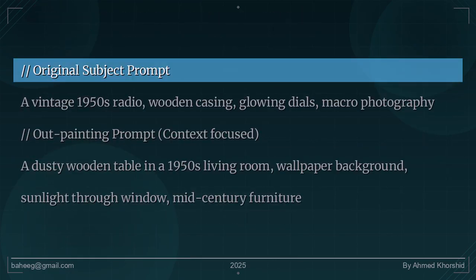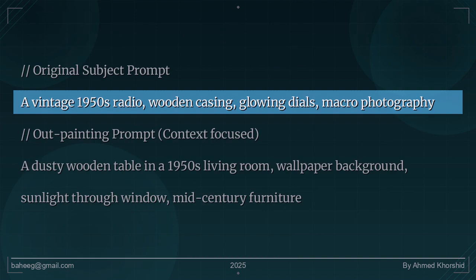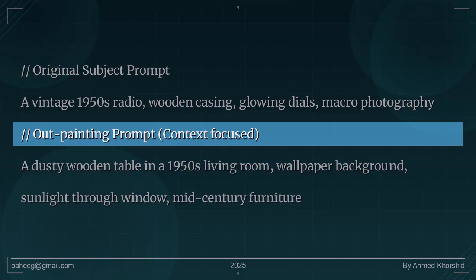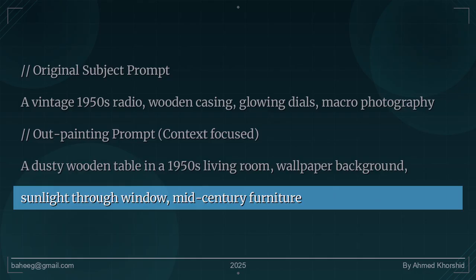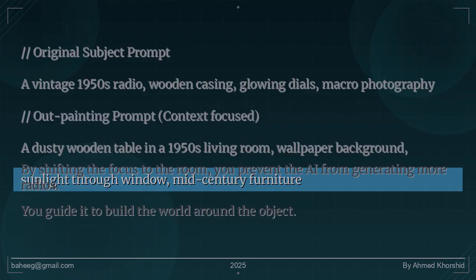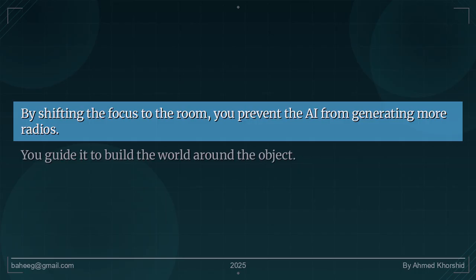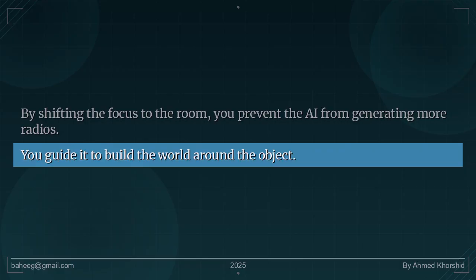Original subject prompt: A vintage 1950s radio, wooden casing, glowing dials, macro photography. Outpainting prompt, context focused: A dusty wooden table in a 1950s living room, wallpaper background. Sunlight through window, mid-century furniture. By shifting the focus to the room, you prevent the AI from generating more radios. You guide it to build the world around the object.